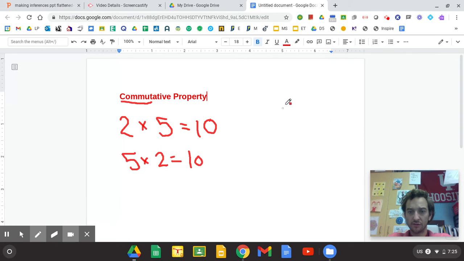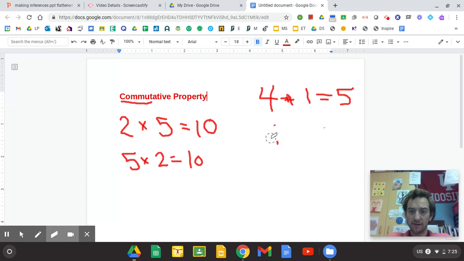The commutative property also applies for addition. All right, if I have 4 plus 1, it equals 5. If I switch it around, it's a bad plus sign. If I switch around and do 1 plus 4, it equals 5 also. Okay, so they can be switched around.